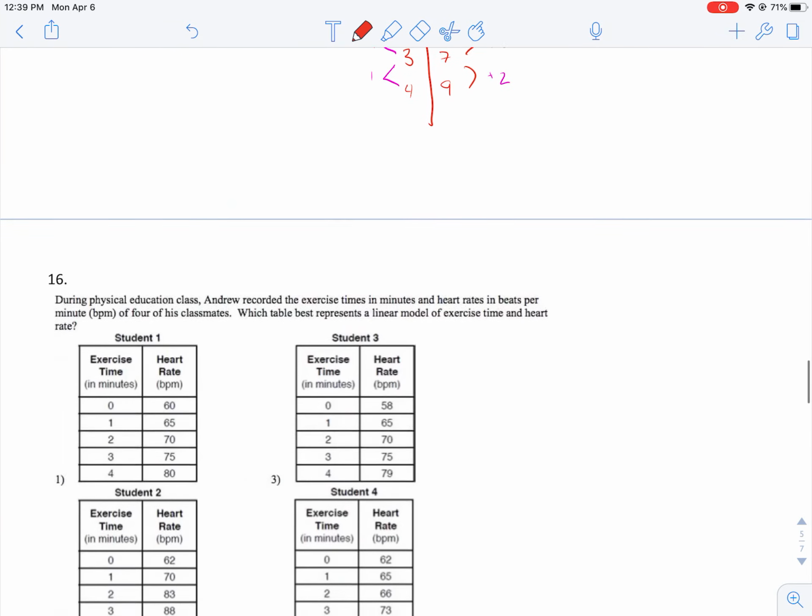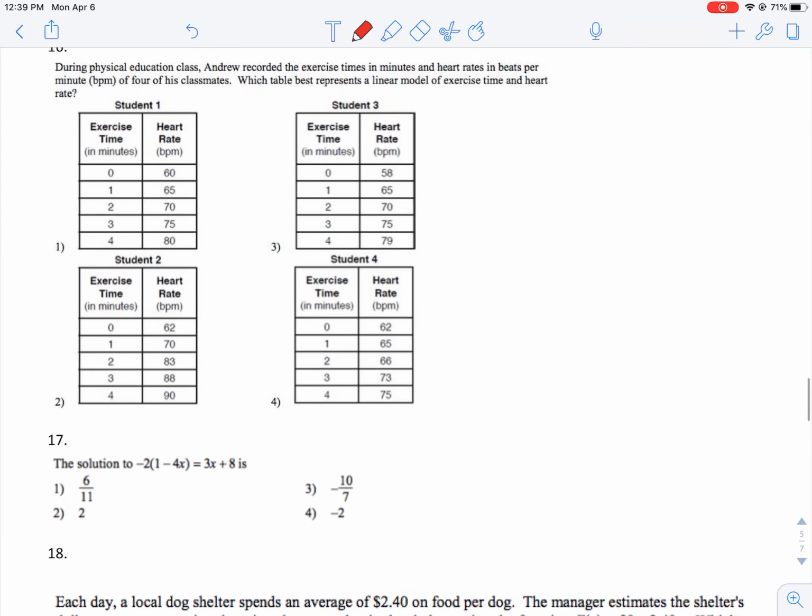All right, we're going to take a break here. Actually, should we just keep going? Might as well keep going here. Let's just finish out the rest of this unit. Okay, so that's number 15.